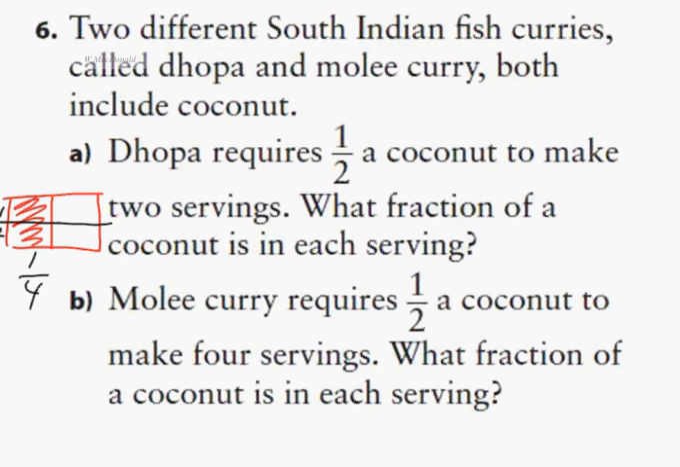Mole curry, which I always thought was chocolate mole, but mole curry requires half a coconut to make 4 servings. So here's that same coconut, and there's half a coconut we need. And to make 4 servings, I would cut this half a coconut into 4 different servings. This is serving 1, serving 2, serving 3, and serving 4. What used to be a denominator of 4 or 2 is now a denominator of 8. And each serving of mole curry would have 1/8 of a coconut in each serving.